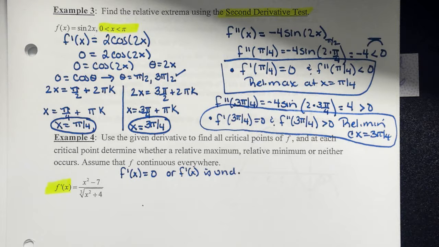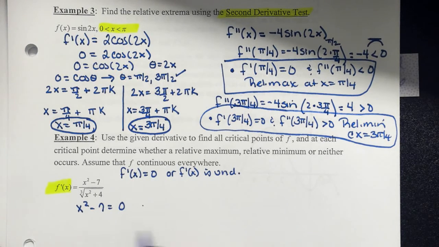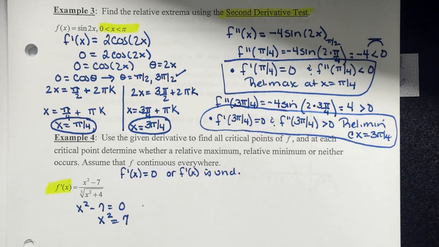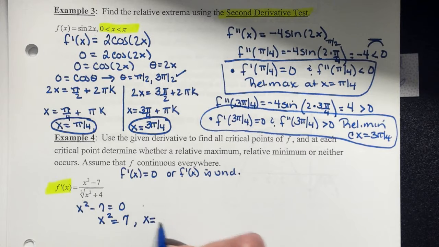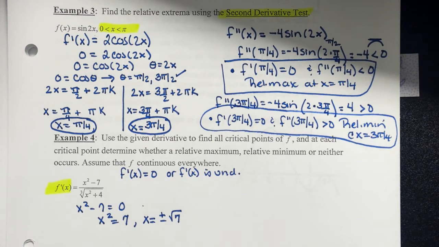How do you figure out where this derivative is equal to 0? You're going to set the numerator equal to 0. So x squared minus 7 is equal to 0. I'm going to add 7 to both sides, so x squared is equal to 7. What's x going to be equal to? Plus or minus the square root of 7. Very good. You did not make that ugly algebra fatal error, forgetting that negative.